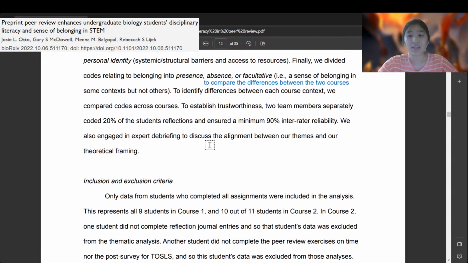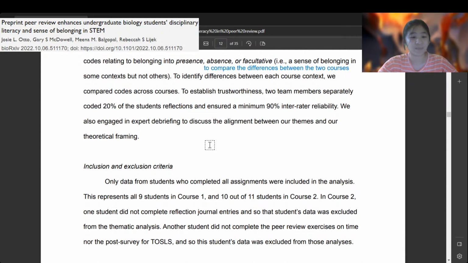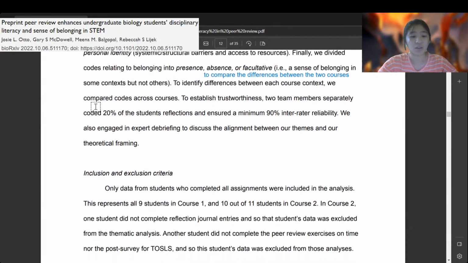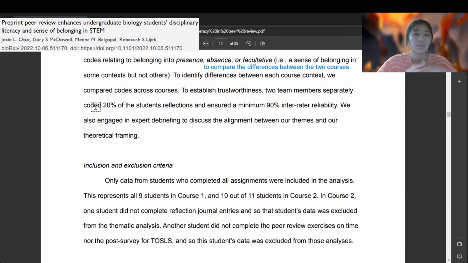So we also engaged in expert debriefing to discuss the alignment between our themes and our theoretical framing. They mentioned earlier that their theoretical framing was the hopes that they wanted to accomplish with this experiment. So that was more scientific relatability and feeling more included in the scientific community. So those were the overarching themes that they had for this experiment. Okay.